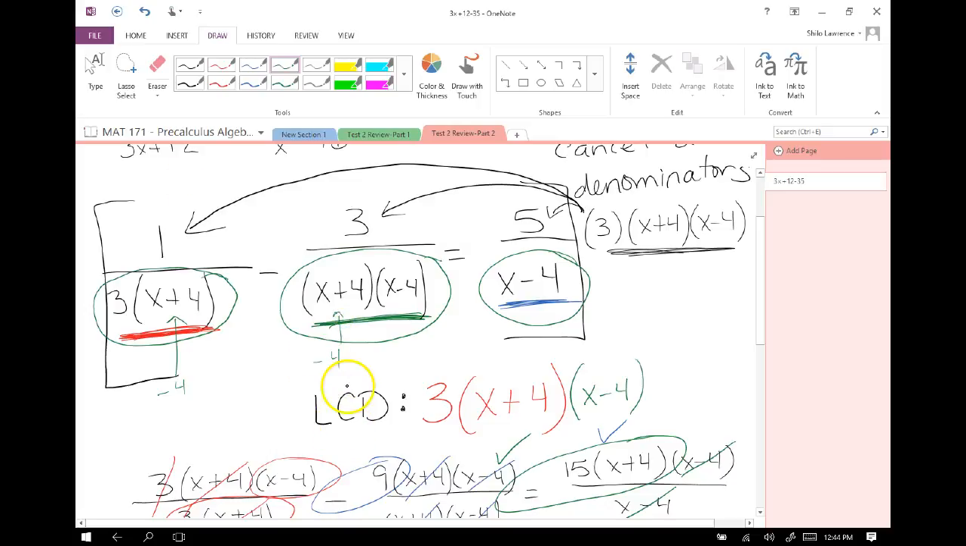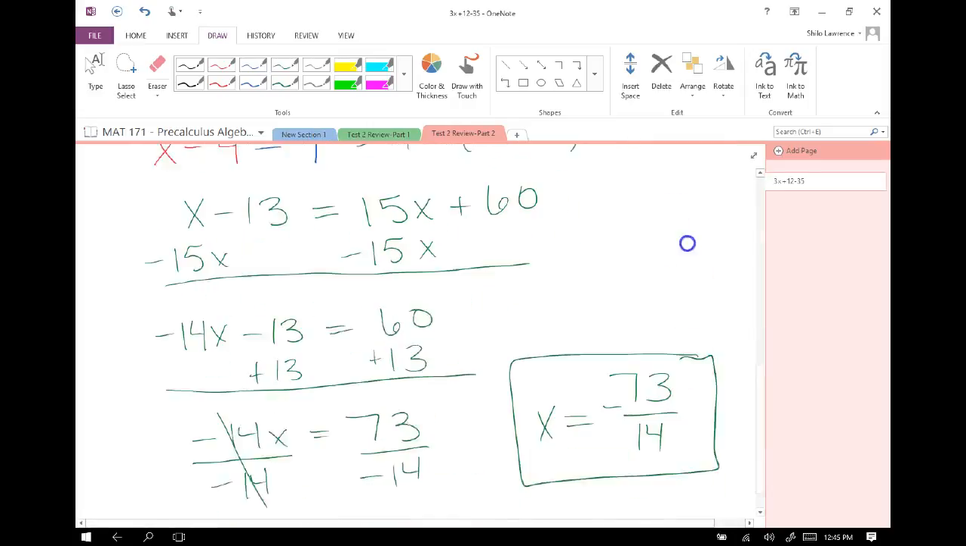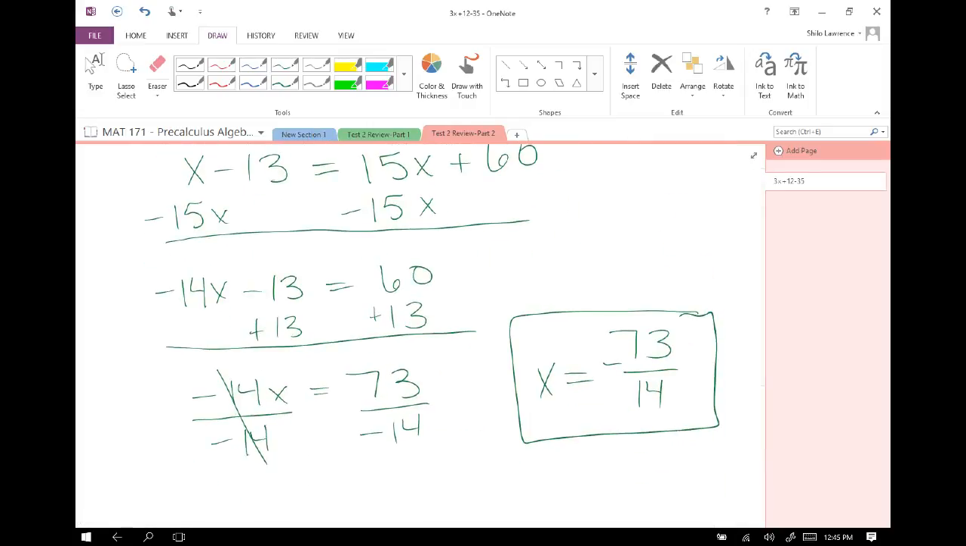Negative 4 would make it 0. Positive 4 would make that 0. And positive 4 would make that 0. So if we had solved this equation and negative 4 or positive 4 came back as either one of our answers, we would have to just throw it away. We would not be able to use it, because if we were to plug it back in the original equation, we would get a 0 in the denominator, and we are not allowed to divide by 0. But our answer is not positive or negative 4. So our answer is perfectly fine, negative 73 over 14.